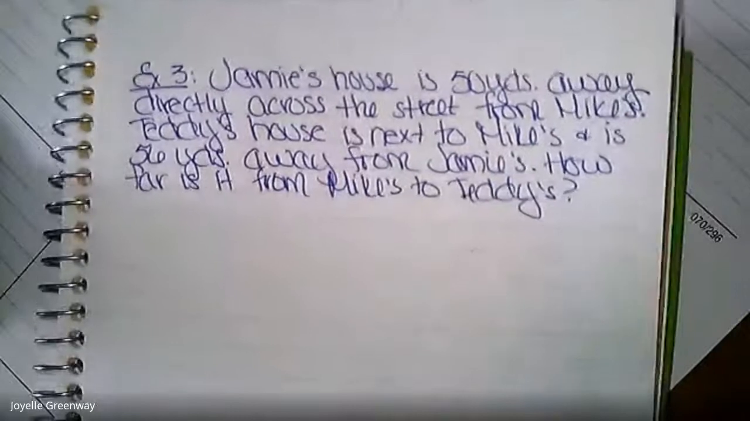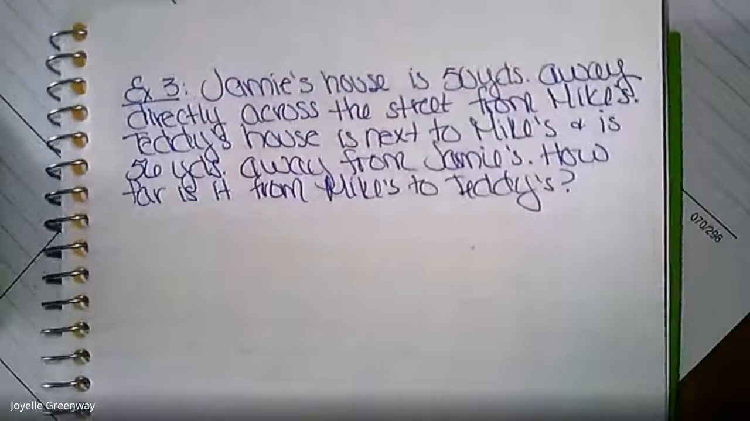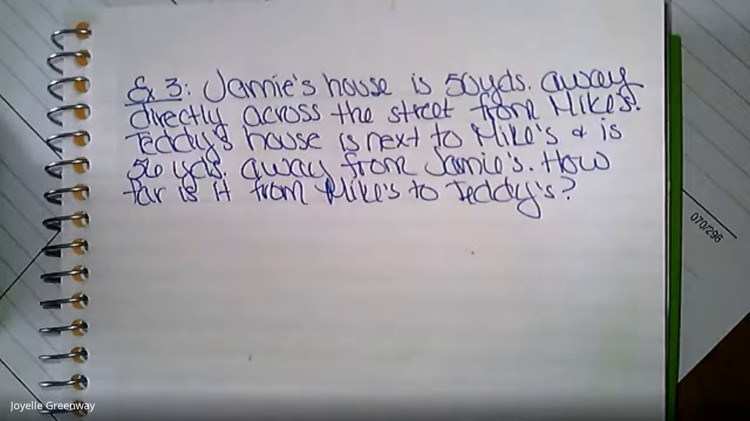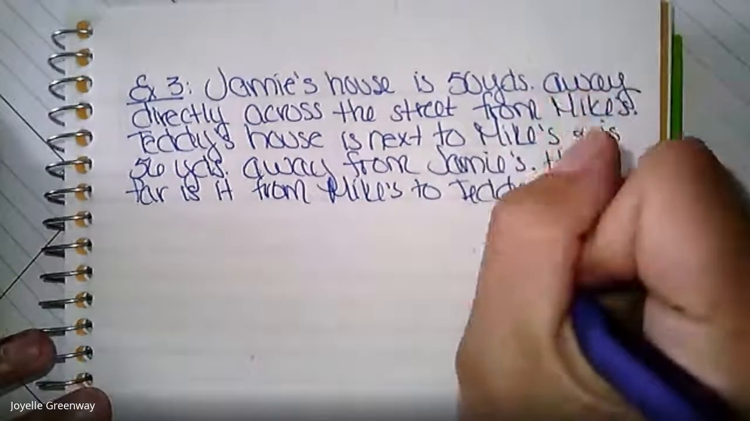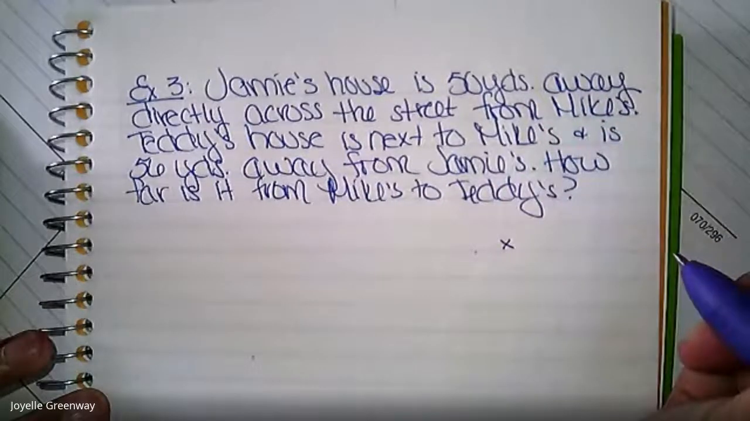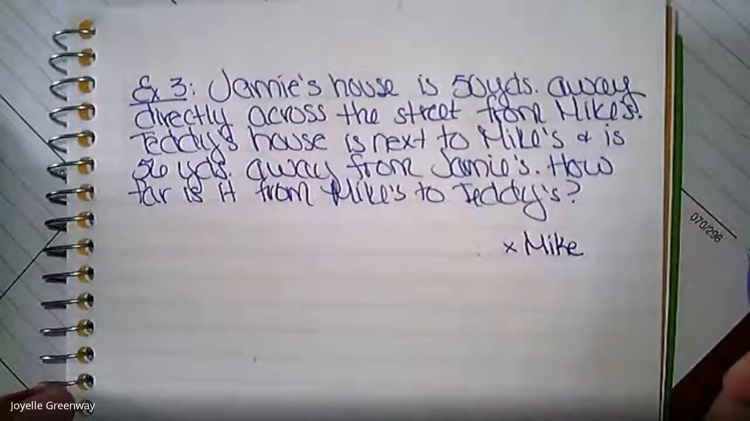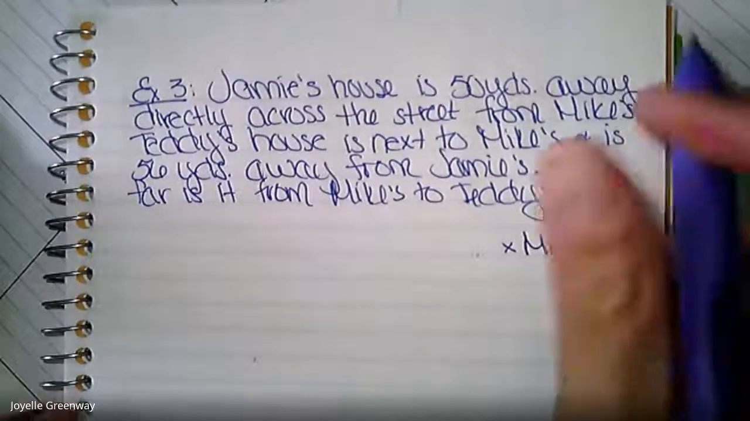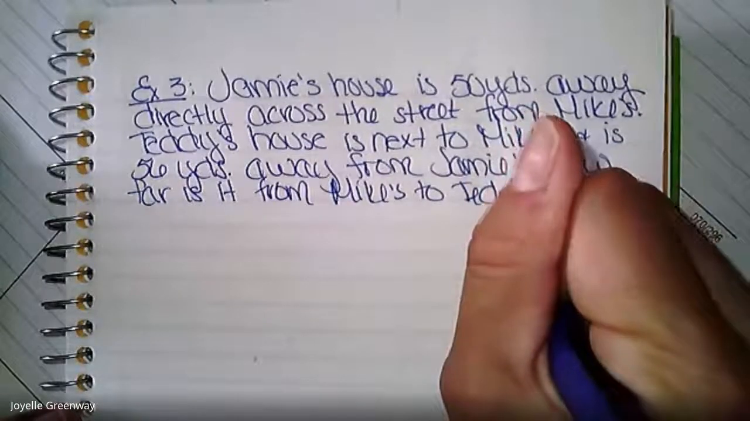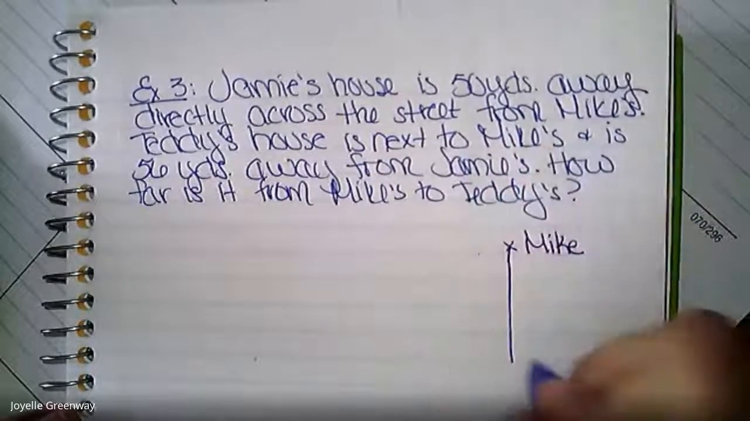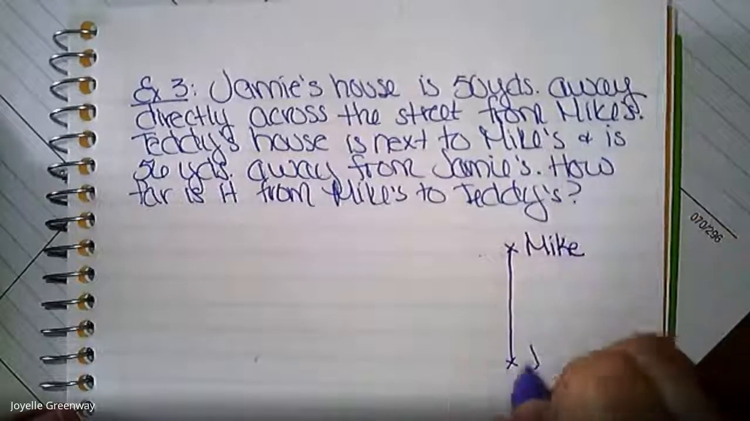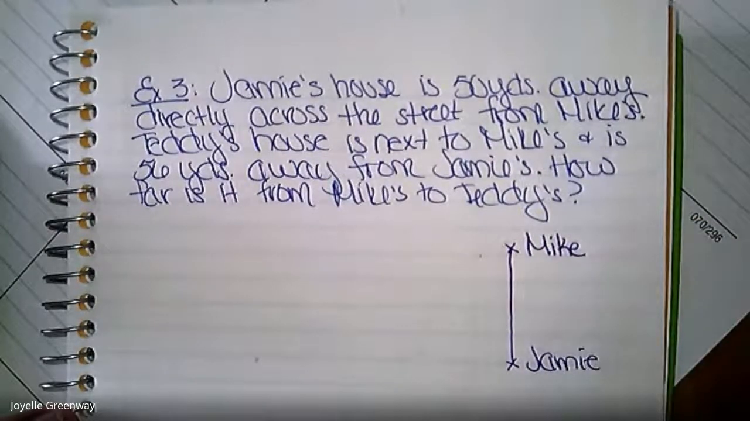All right, so this is why drawing a diagram is super important, because it sounds really confusing. Jamie's house is 50 yards away, directly across the street from Mike's. So we have a house here. Let's call this house Mike. And then 50 yards away, directly across the street, is Jamie's house.